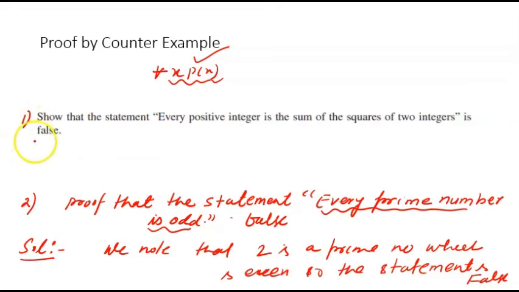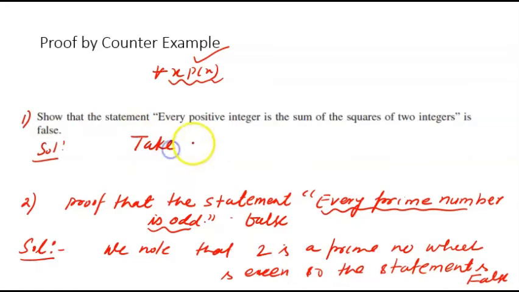Similarly, let us take the first example: every positive integer is the sum of squares of two integers, right? To prove that this is wrong, I take a counter example. What is the counter example?